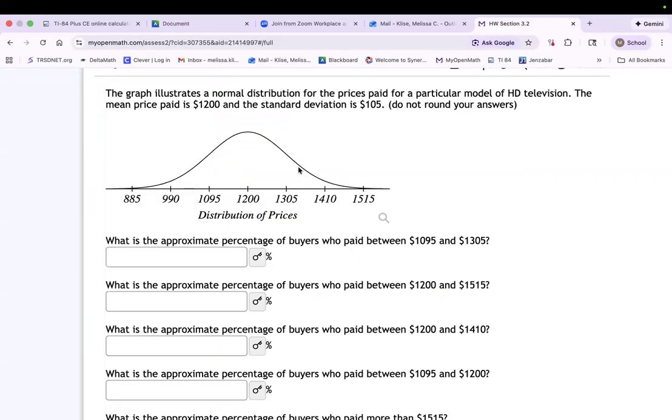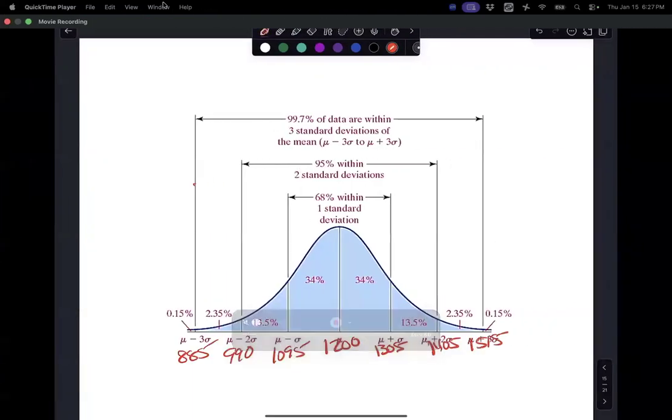I like when it's already labeled, but let me see, 1515, 1095. If you have this paper and a dry erase marker, it's really quick to just label it like this. So when it asks you questions, you can just add those percents together. If it wanted to know what percent would you expect to be between 1305 and 1515, you would just take these 2% and add them together.